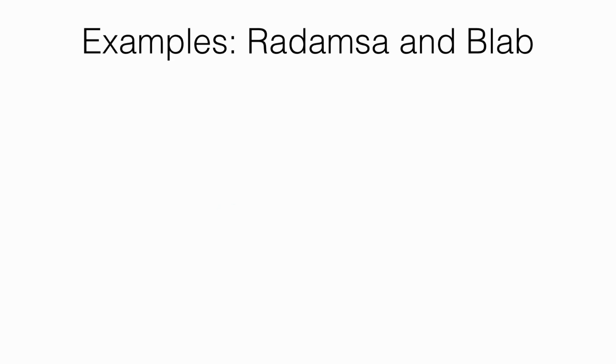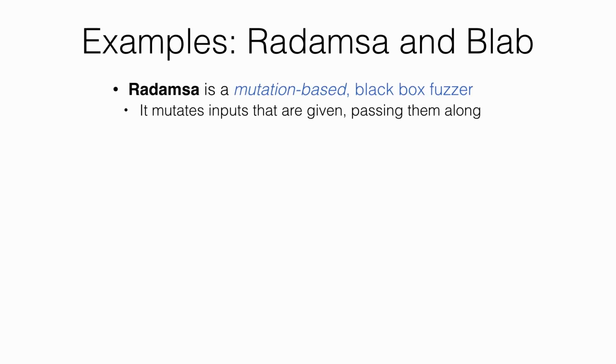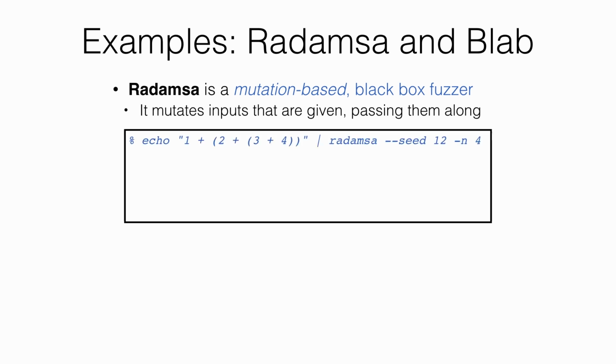An example of a file-based fuzzer is Radamsa. Another one is Blab. Radamsa is a mutation-based black box fuzzer. It mutates inputs that are given, passing them along to the target program. So here's an interaction with Radamsa.